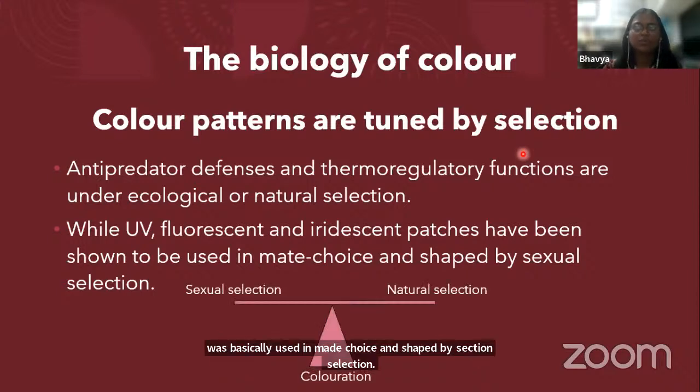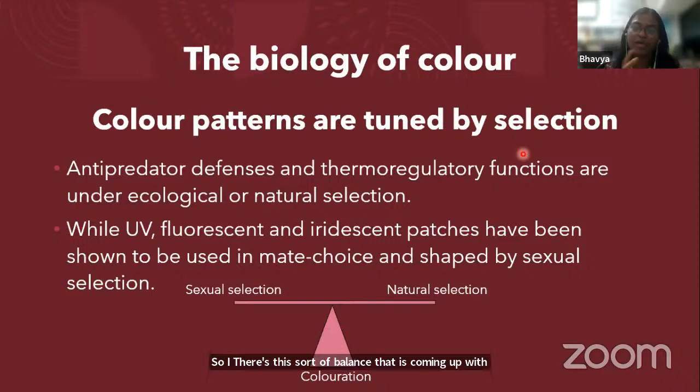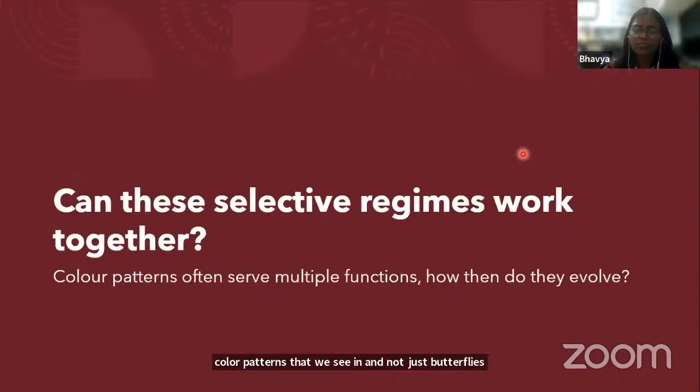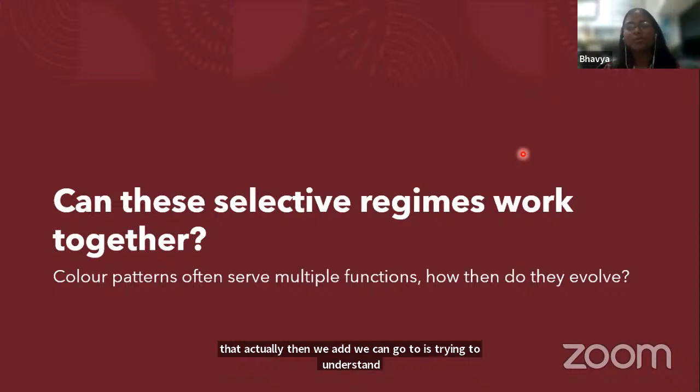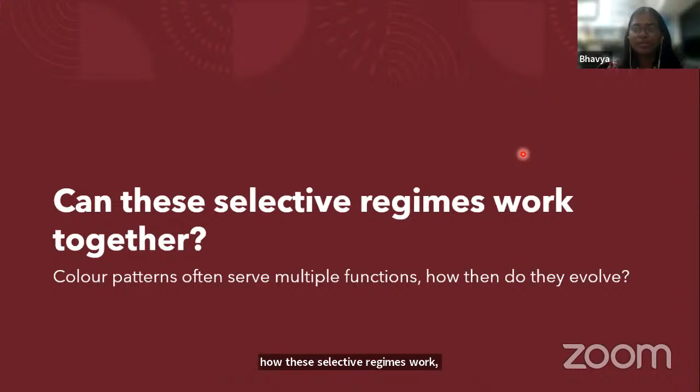So there's a sort of balance that is coming up with natural and sexual selection, both acting to shape the color patterns that we see in butterflies, and not just butterflies, in most organisms actually. So the next question that we can go to is trying to understand how these selective regimes work. What really makes a patch maybe predator specific or conspecific specific? Like how do we really decide how these selective forces act?